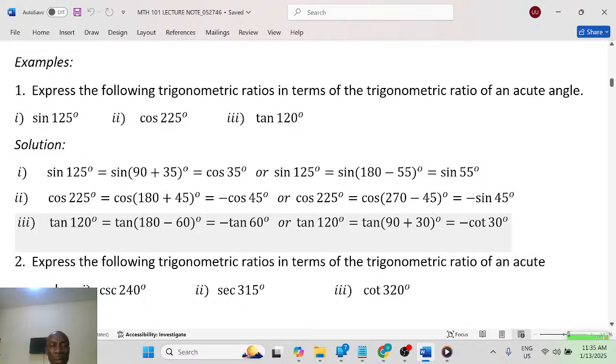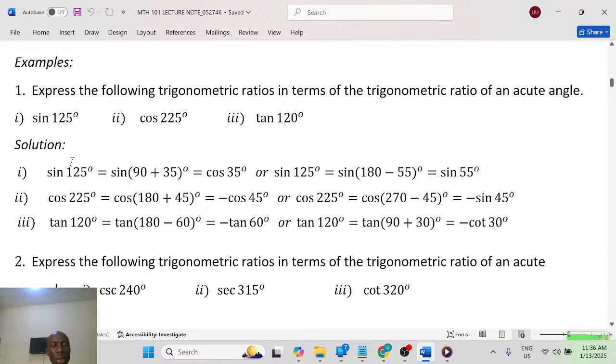Now, in the first example, we said express the following trig ratios in terms of the trigonometric ratios of an acute angle. First and foremost, we look at the question given to us. In Roman figure 1, we have sine 125. We need to identify which quadrant the given angle lies in. In the first one here, the angle is 125.